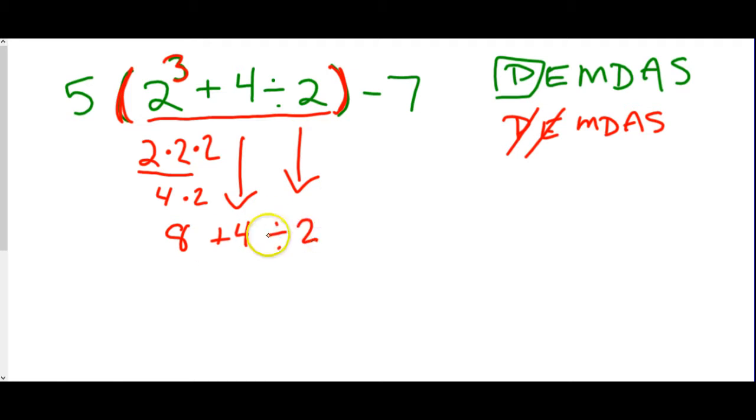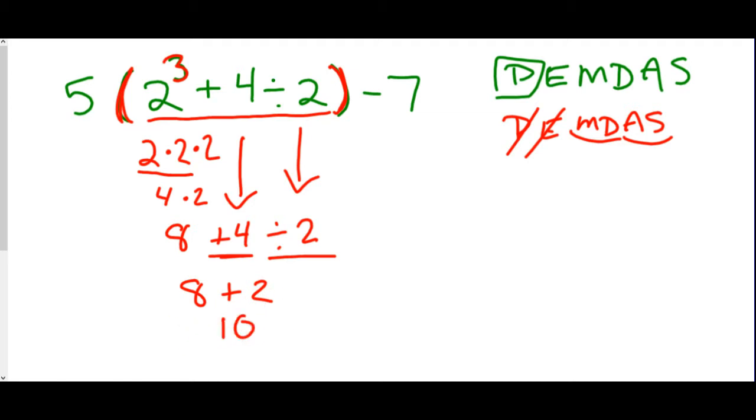Next we look for multiply and divide. We're looking for those together. We only have one division sign, so we do our 4 divided by 2, which seems weird. We're so used to traveling from left to right because that's how we read, that it's weird to do this right side of the expression before we do anything with the 8. But that's the order we need to do things in. So 4 divided by 2 is 2. Then we look for add and subtract. We're left with add, so we get 10.